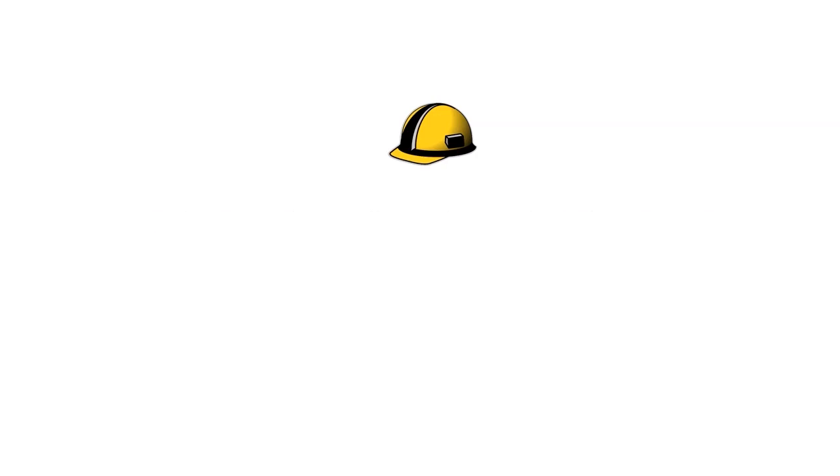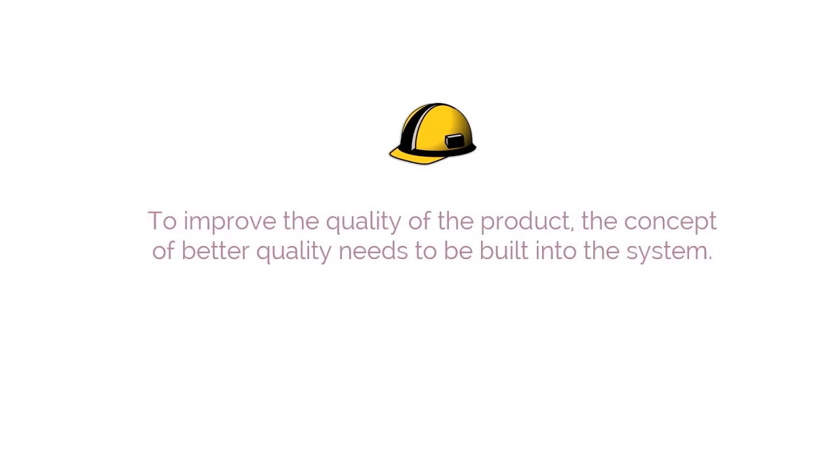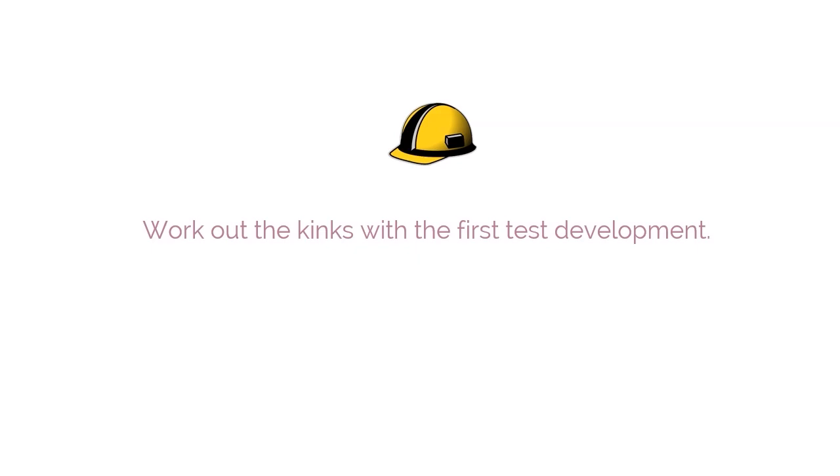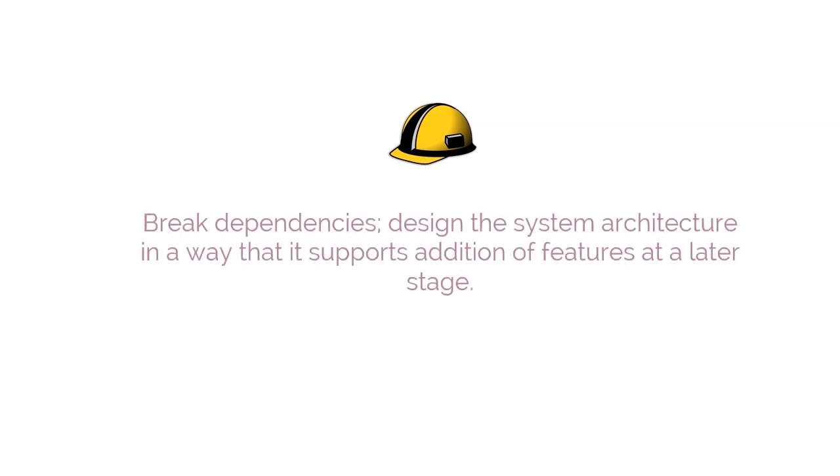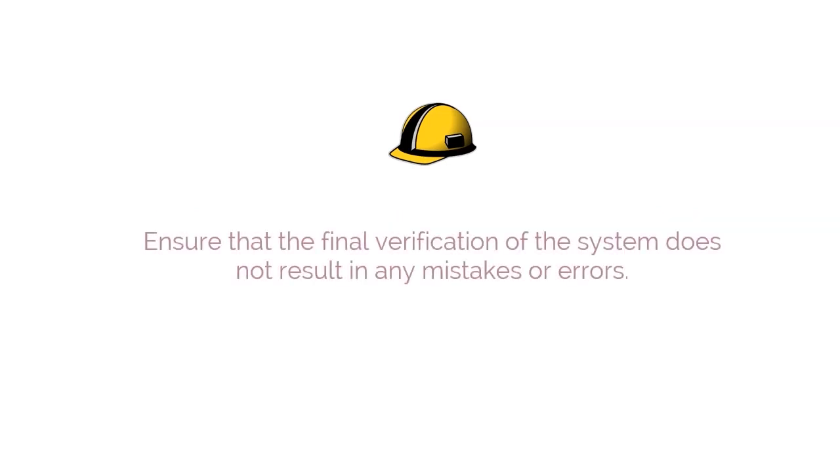3. Build-in quality. Finding too many defects in the system regularly means there are defects in the process as a whole. To improve the quality of the product, the concept of better quality needs to be built into the system. To achieve this, work out the kinks with the first test development. Break dependencies. Design the system architecture in a way that it supports addition of features at a later stage. Ensure that the final verification of the system does not result in any mistakes or errors.